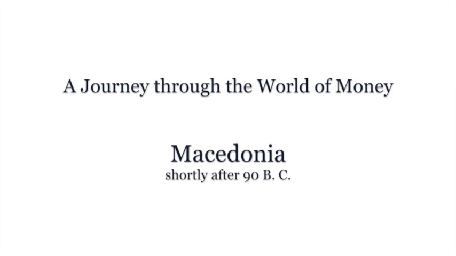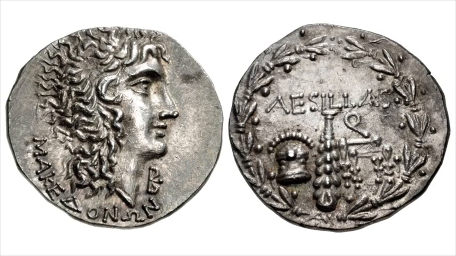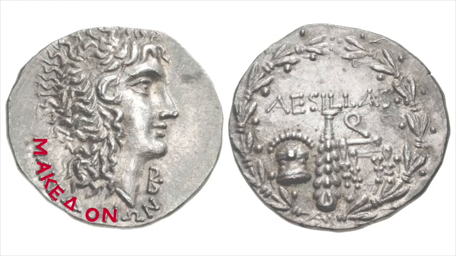Come along with us on our journey through the world of money. Today we are stopping in Macedonia. We are shortly after the year 90 BC. This coin is strange. It bears inscriptions in 2 different languages. On the obverse, Macedonian is written in Greek letters, while the reverse features the Latin word Aesillas.